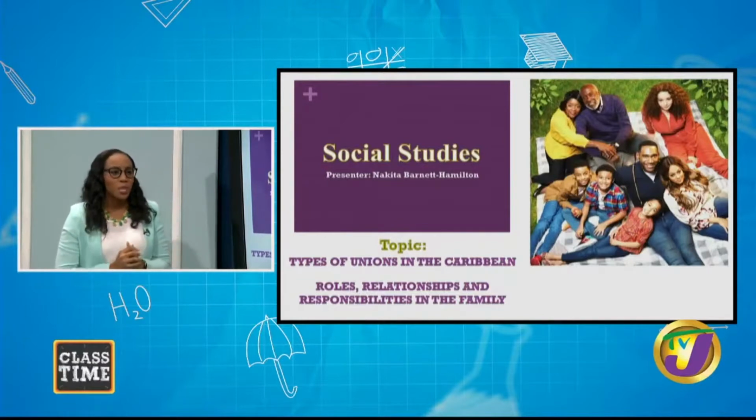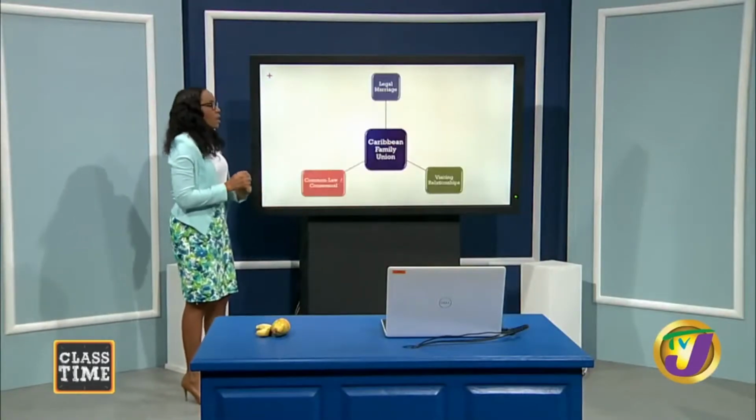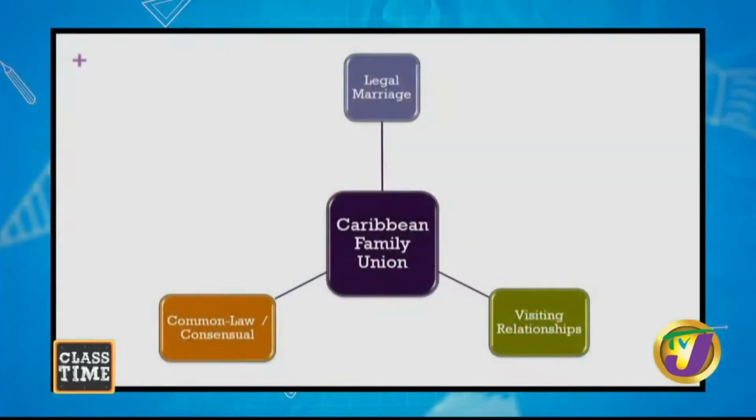So, the first thing we want to look at today, so we've gone through the objectives, are the unions. Here we have legal marriage, common law or consensual union, and we have visiting relationships.